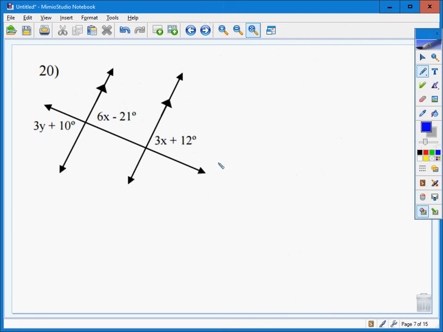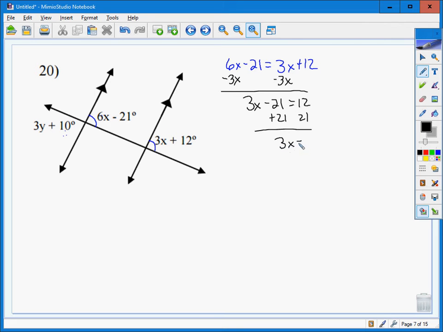Again, look for where I can set it up where I just am dealing with an x or just a y. These two angles are corresponding. They just have an x in it. These two angles would be vertical, but I can't do it because it has an x and a y in it. 6x minus 21 should be equal to 3x plus 12. Putting my x's together, I'm going to subtract 3x from both sides. 3x minus 21 equals 12. Adding 21. 3x is equal to 33, which means x is equal to 11.